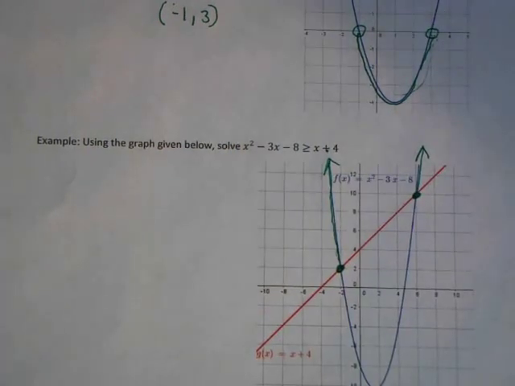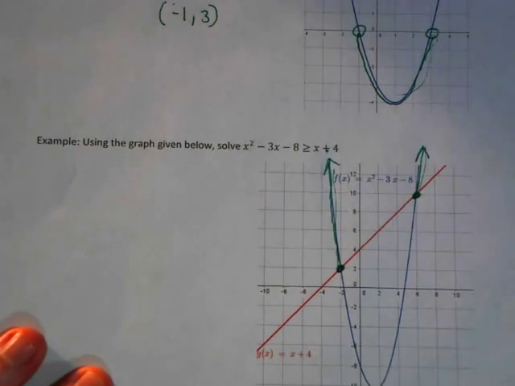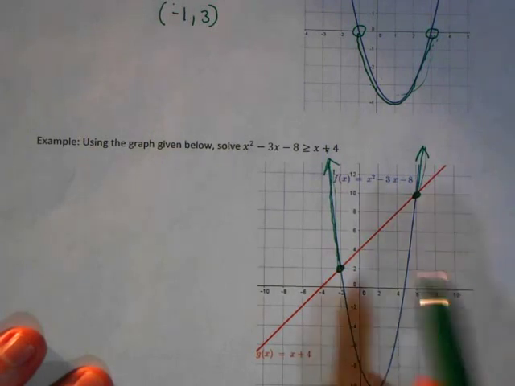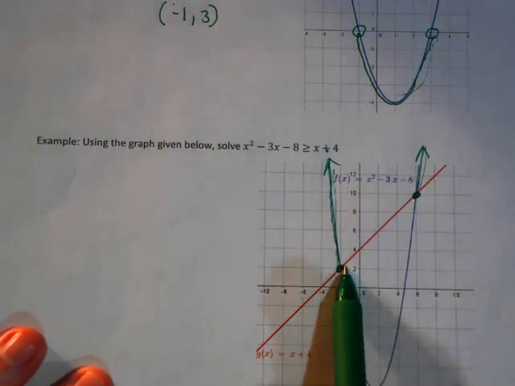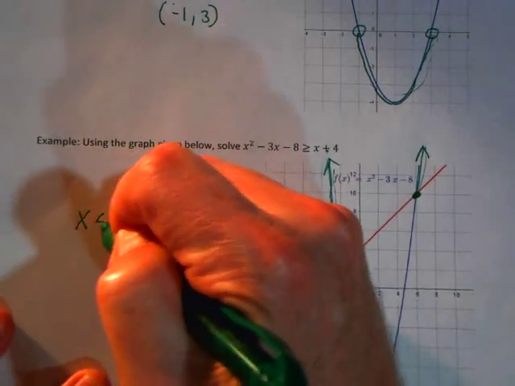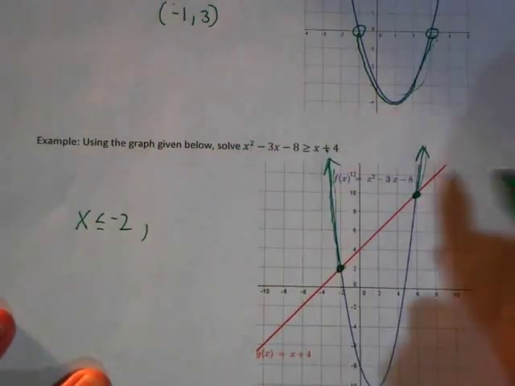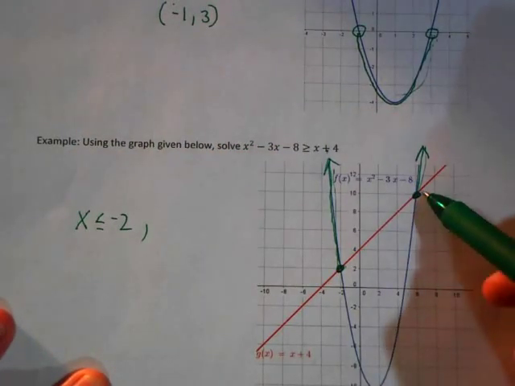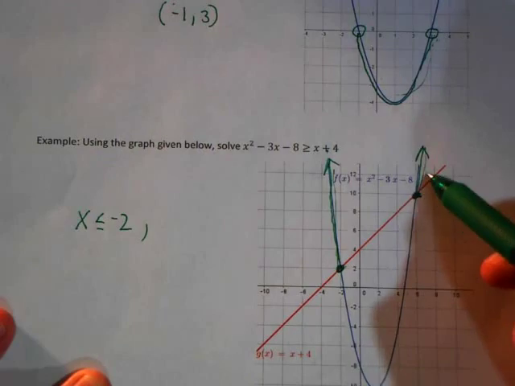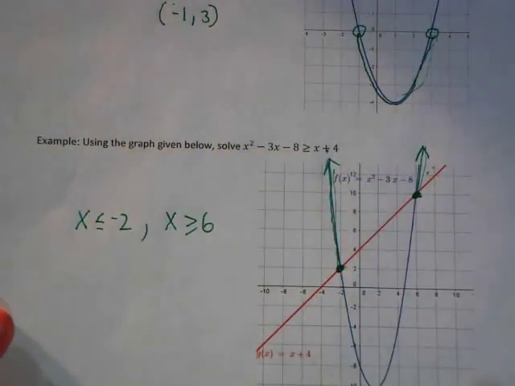So notice what happens here. We have two distinct different pieces shaded. When that happens, you have to write two distinct answers. This one starts at -2, and then the x's get smaller. So that would be x less than or equal to -2. And then this one starts at 6, and the x's get bigger. So this would be x greater than or equal to 6.